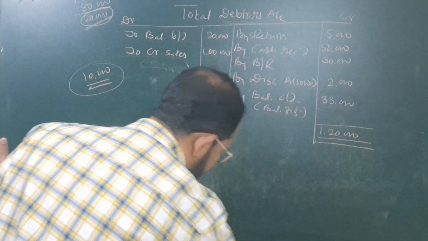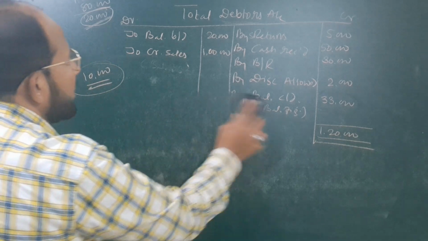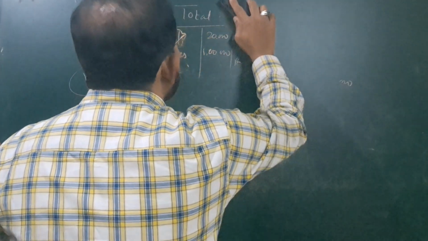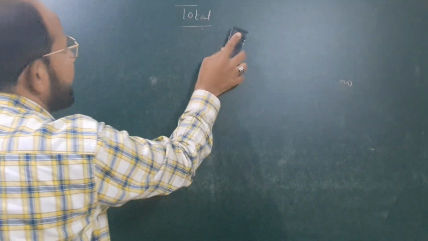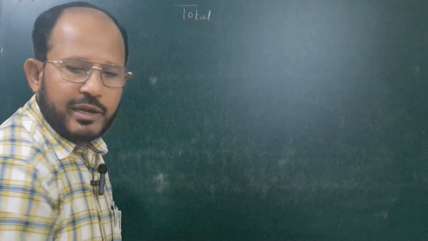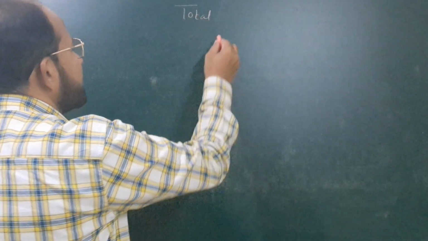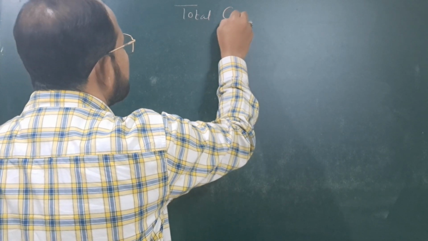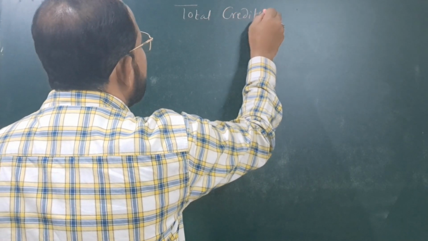Now we will take up the total creditors accounts. How total creditors or sundry creditors account is prepared? It is quite opposite to the total debtors account. Total creditors accounts.